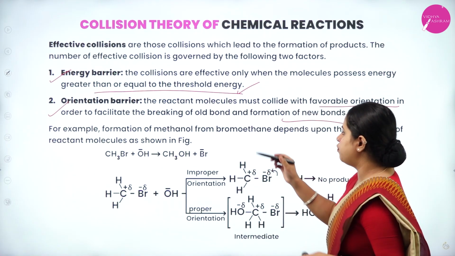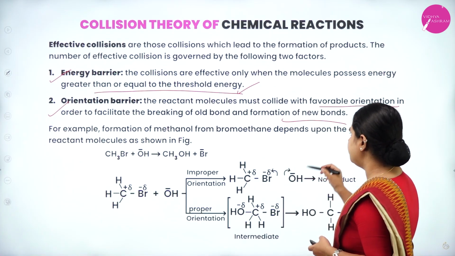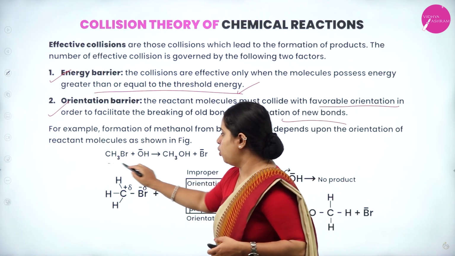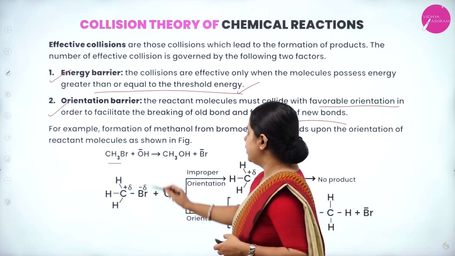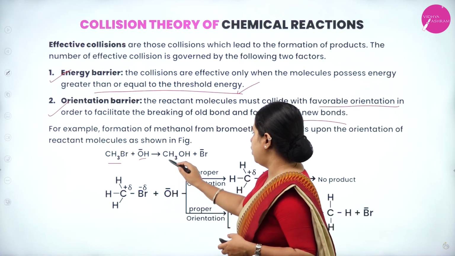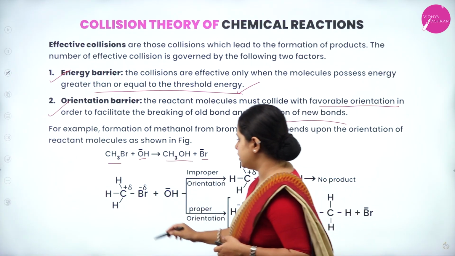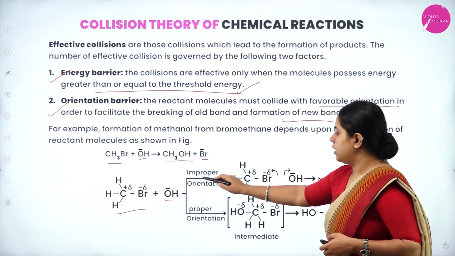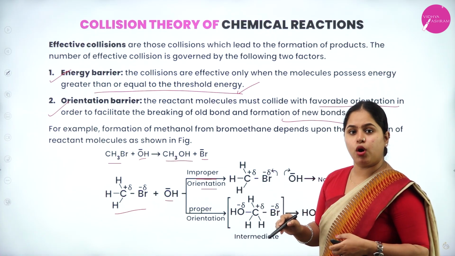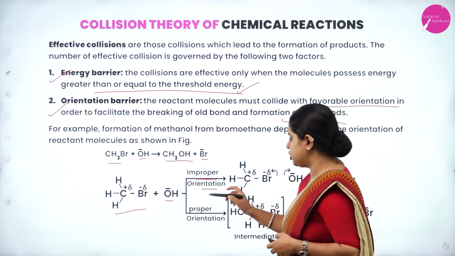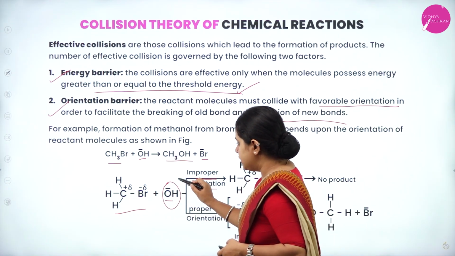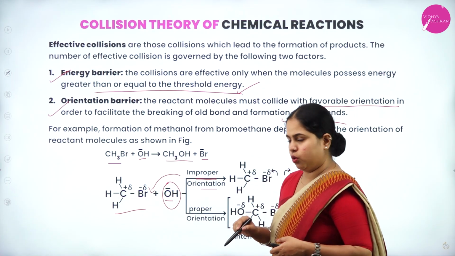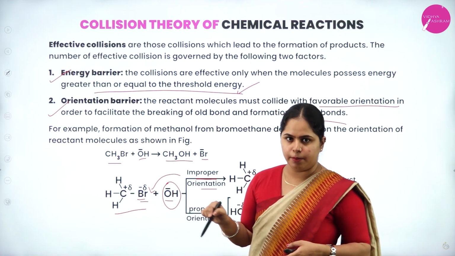Let's take an example: the formation of methanol from bromomethane depends upon the orientation of the reactant molecules as shown. So you have bromomethane, CH3Br, which reacts with OH minus and forms CH3OH and Br minus. This is CH3Br and you have the OH minus here. The first one we have taken here is improper orientation. Improper orientation means this OH minus is going to attack the carbon atom from this direction. Is it possible? No, because the bromine is already present here.